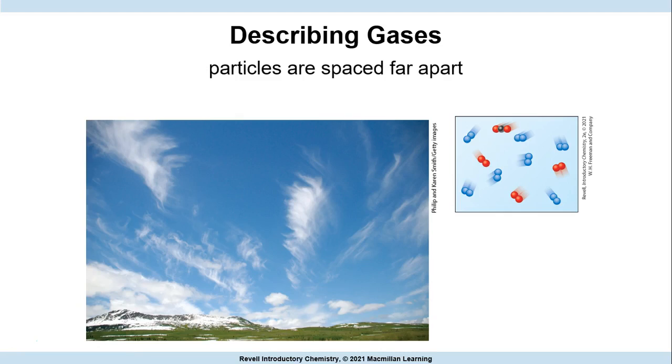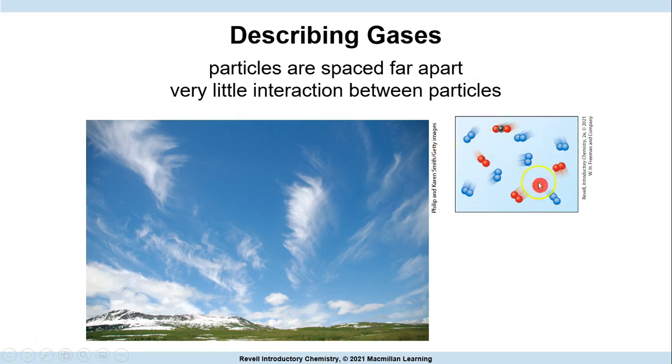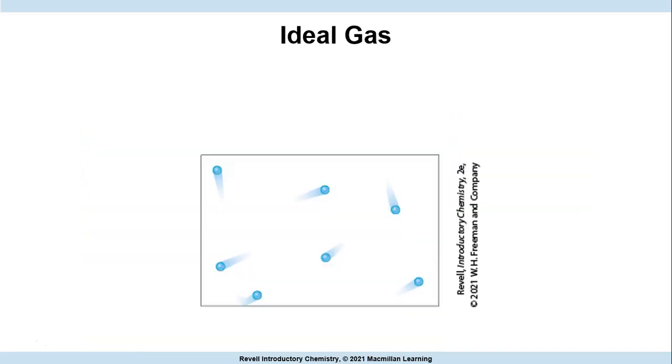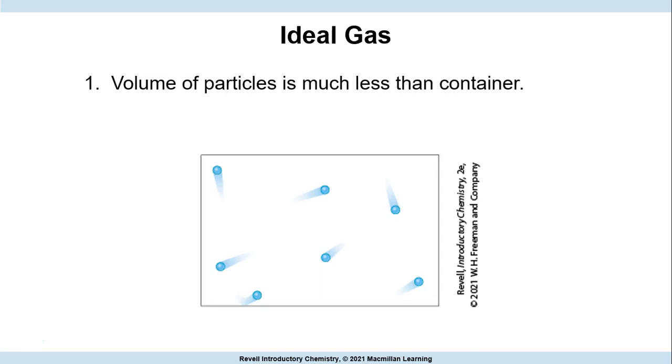So gas particles are spaced far apart, and there is very little interaction between the gas particles, as you see in the picture here. Now, if we look at the composition of air, it is made of about 78% nitrogen and 21% oxygen. The rest, about 1%, is made up of other smaller gases like methane and all the others.